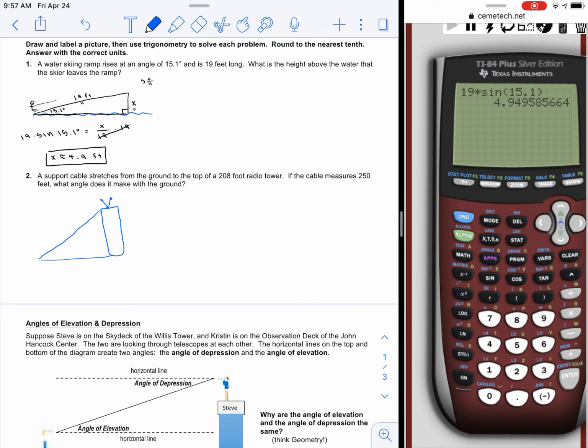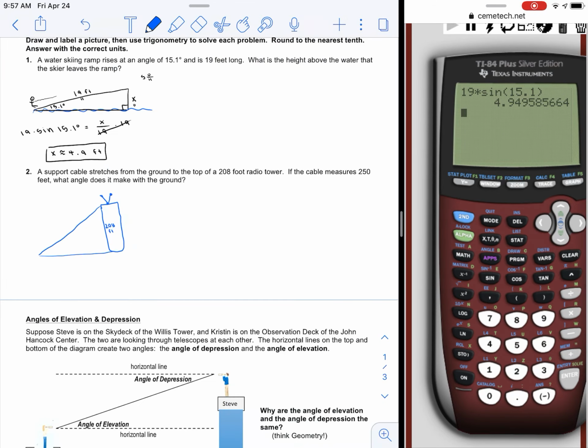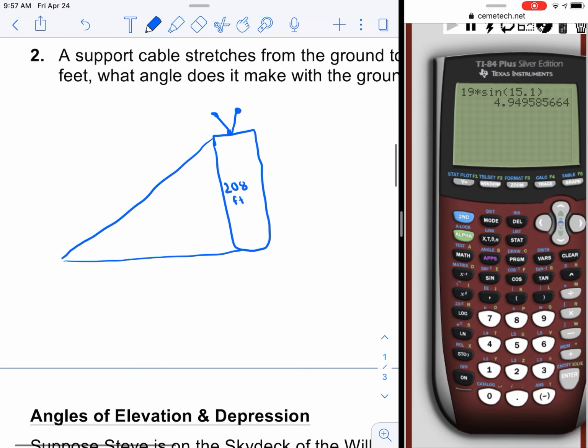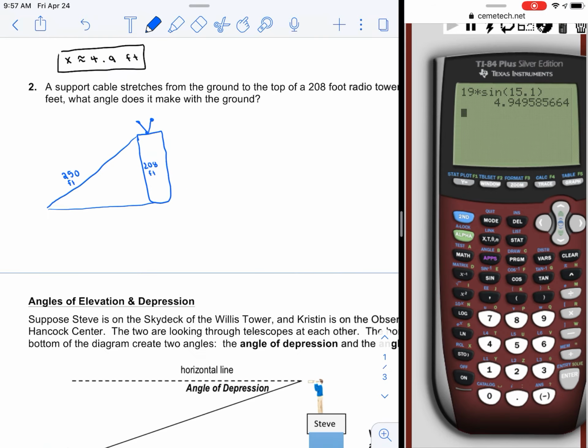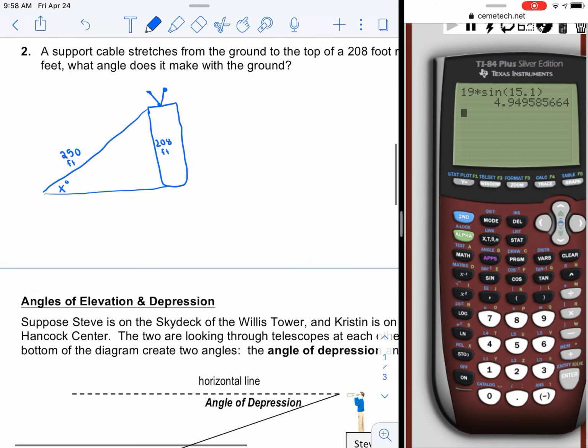But we have that the support cable stretches from the ground to the top of the 208-foot radio tower. That means that this measurement right here is 208 feet because that's the height of the radio tower. And the cable measures 250 feet. Remember that the cable, even thinking about gymnastics equipment, is going to be this piece right here. It's not on the ground. The cable's not running on the ground. It's supporting it from the top. So we are asked in this case to find the angle it makes with the ground. That's x. And I'm going to put x degrees just so we know we're finding an angle here.